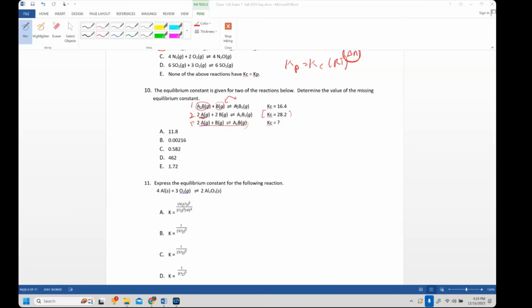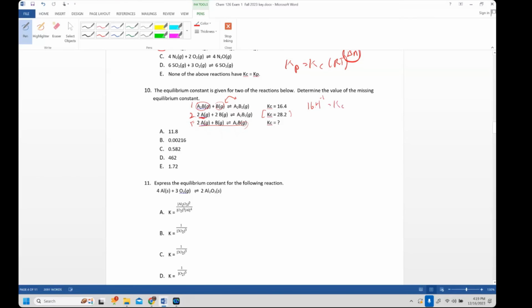That's good, because we'll have 1 B on the right side, 2 B's on the left, so that would cancel out to make 1 B on the left. So if we were to flip this reaction, and remember, flipping the equilibrium constant is the same as taking it to the -1. So 16.4 to the -1 would be equal to the new Kc.